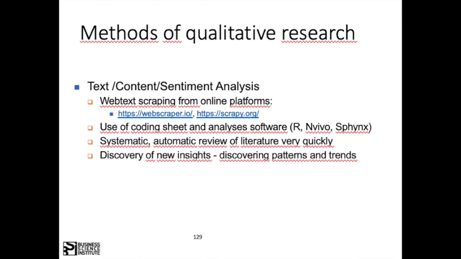You can scrape text, and then the researcher will use coding sheets and analysis software such as R and NVivo or similar tools in order to do a systematic automatic review of literature very quickly. This enables the researcher to discover new insights, patterns, and trends.